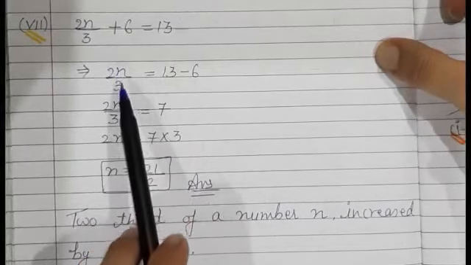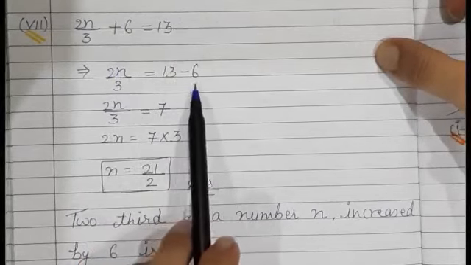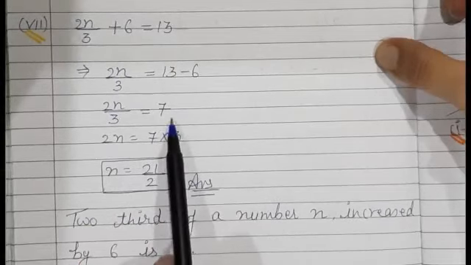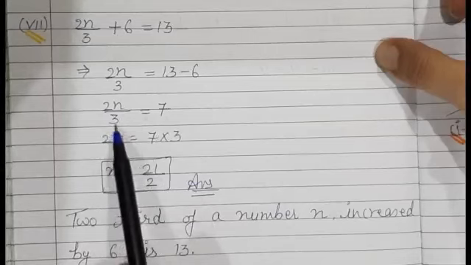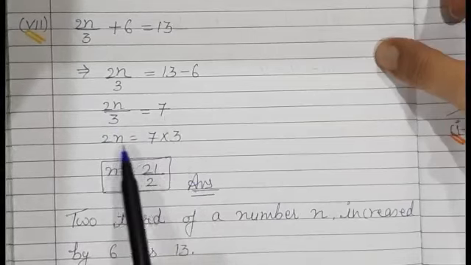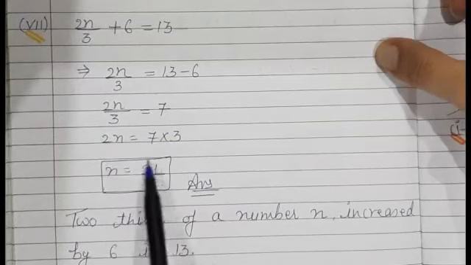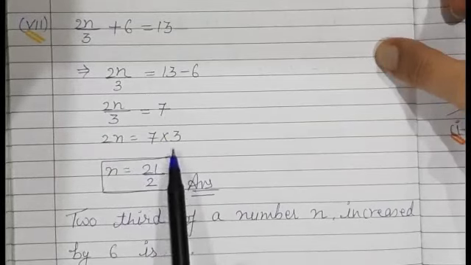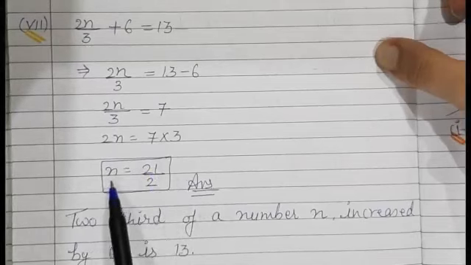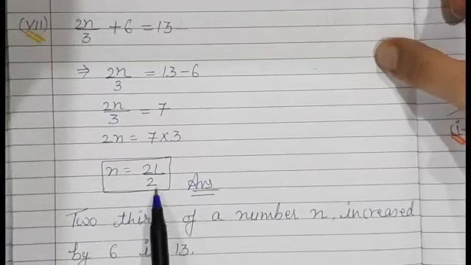So it becomes 2n by 3 is equal to 13 minus 6, right? And 13 minus 6 is 7. When we transpose 3 to the right-hand side, it becomes 7 into 3. And when we transpose 2 to the right-hand side, it will be 21 by 2. So the value of n will be 21 by 2.